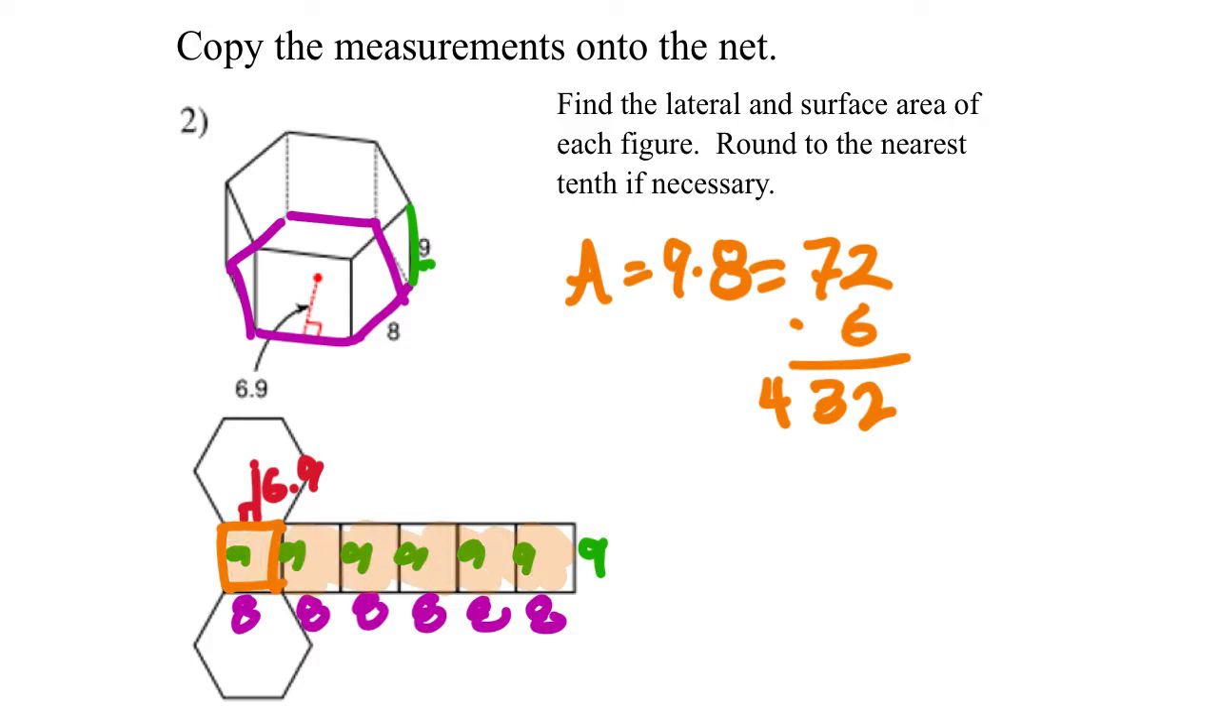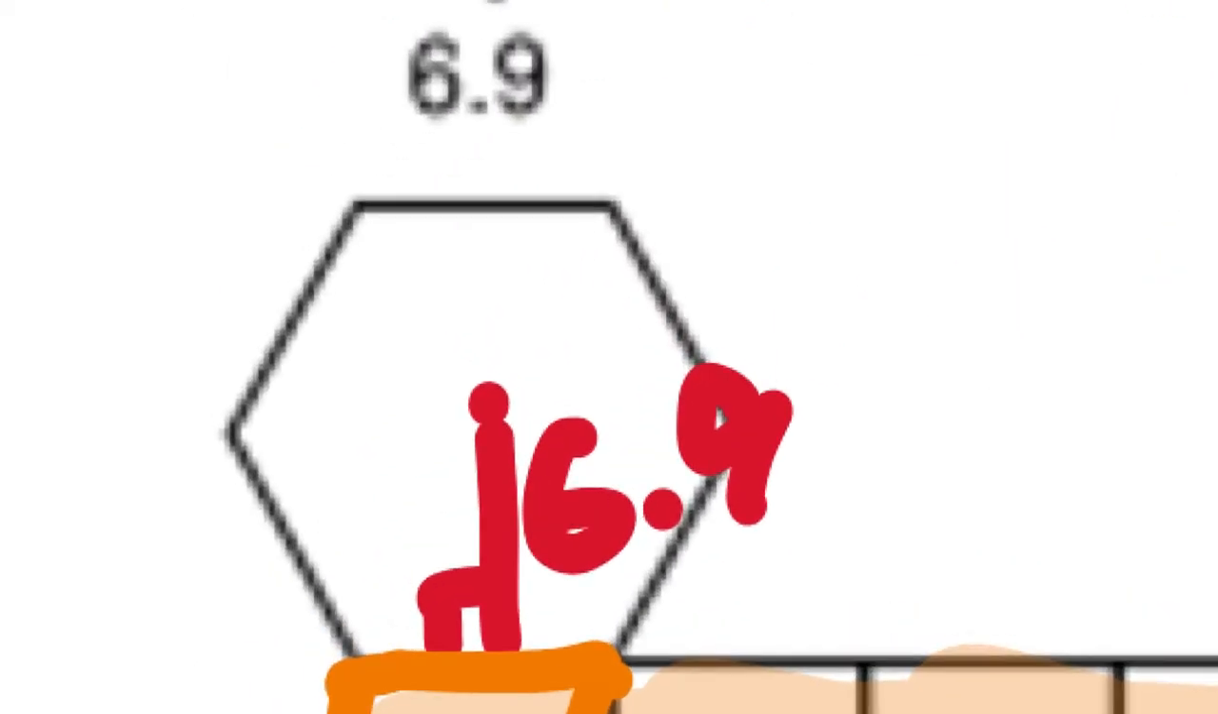So we need the area of the hexagon. And by the way, the 432 square units, that's the lateral area. All of those rectangles constitute the lateral area. Are you doing the surface area? So to find the surface area, let's zoom in on this and figure out what is going on. 6.9 is good.